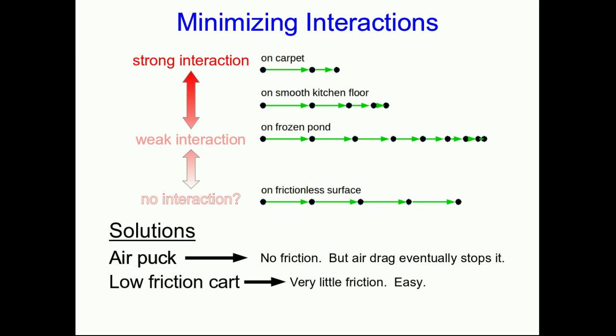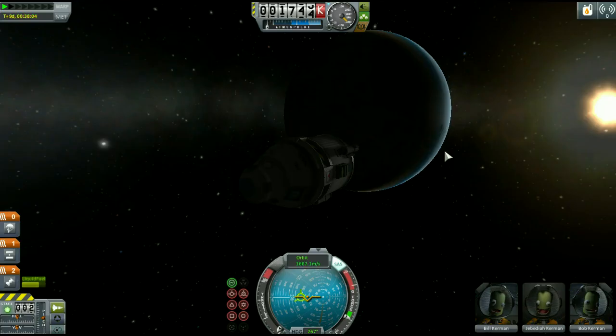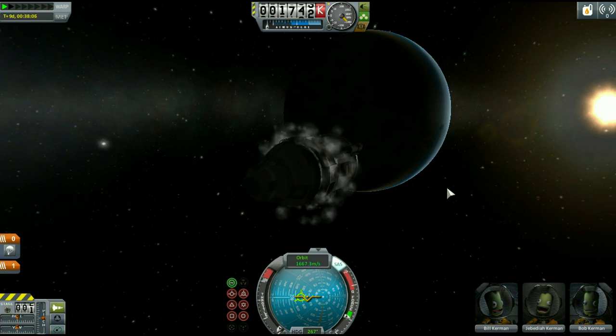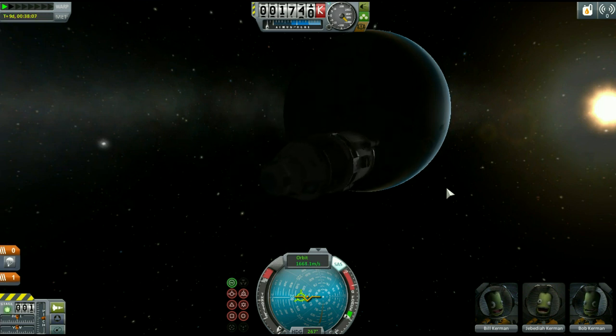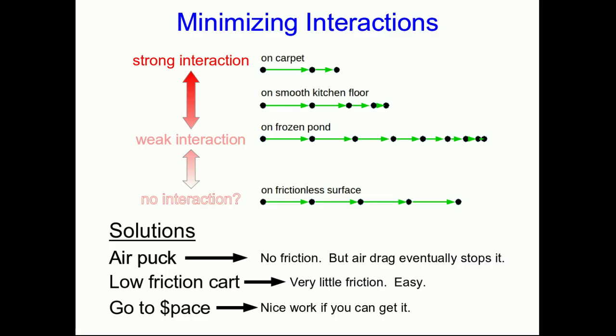Another option, if you've got a lot of money, is that you could go to space. Now your objects moving around aren't in contact with any surface at all, and there's no air drag. Well, I can't afford to go to space, but I can do the next best thing. I can play Kerbal Space Program. Well, of course, Kerbal Space Program isn't really a proper experiment, but it is mimicking what actually happens in real life, and we have done this experiment in real life.